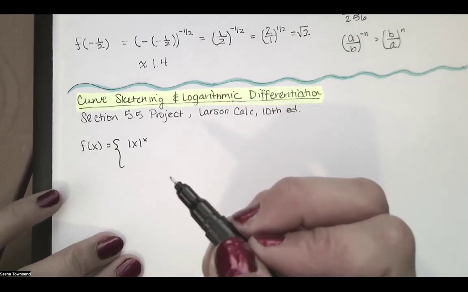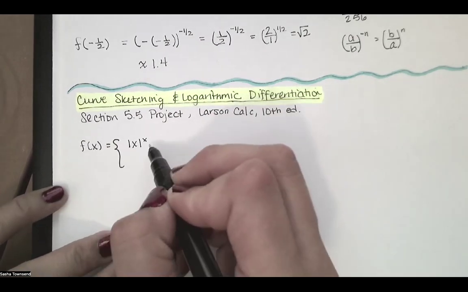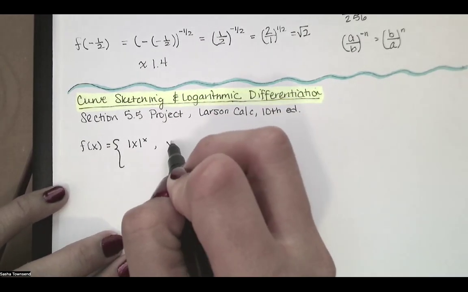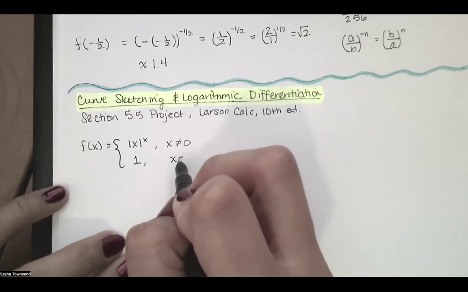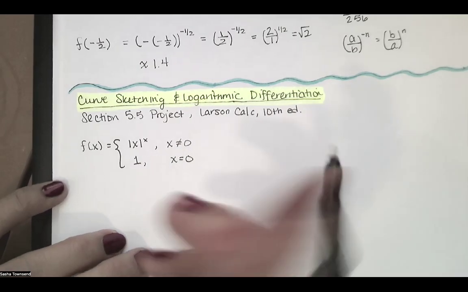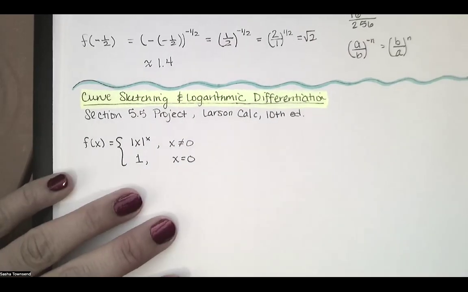So it turns out f of x is given to us. It's the absolute value of x raised to the x when x is not equal to 0, and the function is equal to 1 when x equals 0. So we want to sketch this curve. We want to know everything that we possibly can about it.